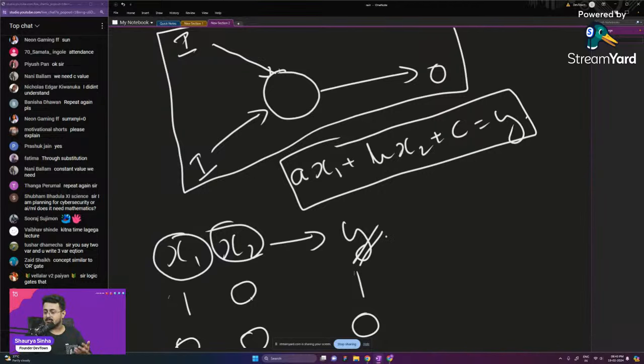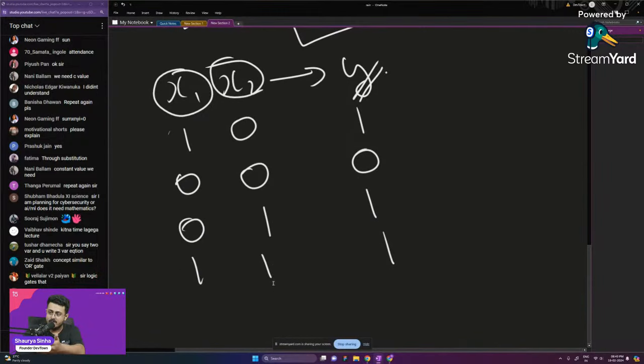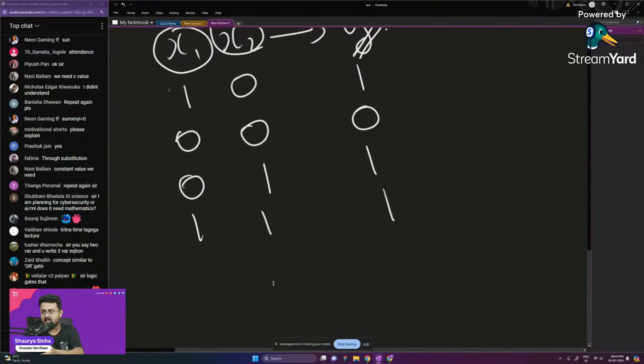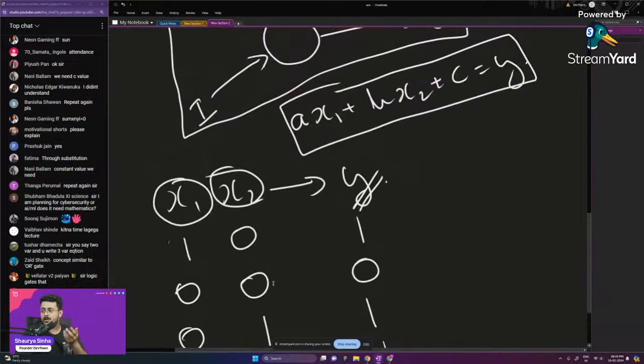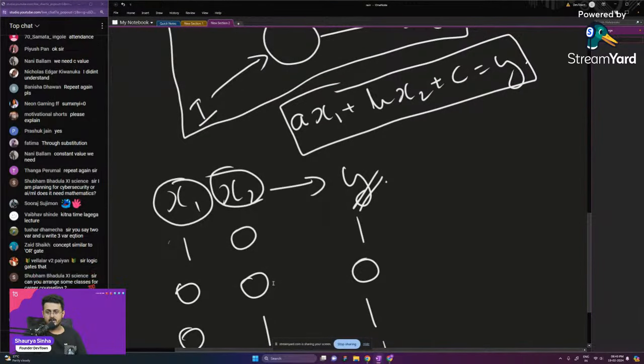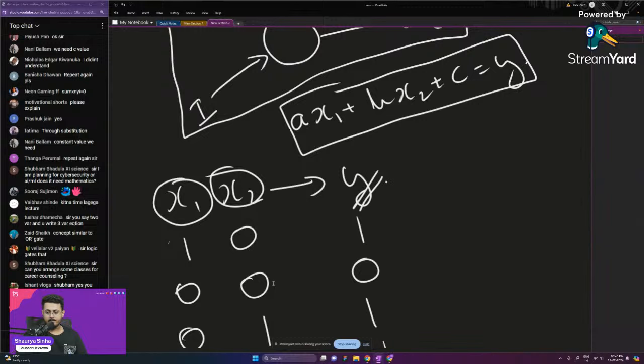Now, when we are having a linear equation in two variables, then we just need to feed in these values of ones and zeros right over there and the value of y, and we should be able to get the value of a, b, and c. Are you guys able to understand this right now? Please let me know.